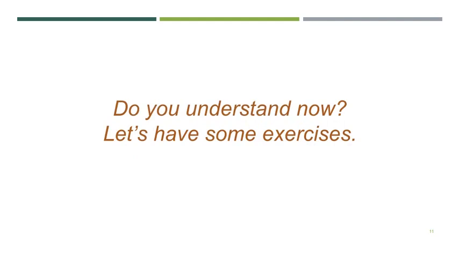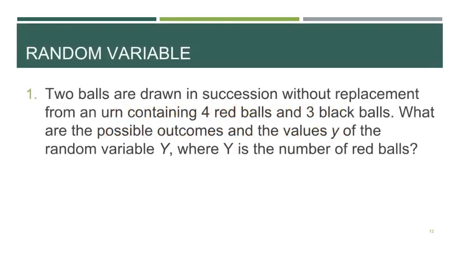Get ready. Two balls are drawn in succession without replacement from an urn containing 4 red balls and 3 black balls. What are the possible outcomes and the values y of the random variable Y, where Y is the number of red balls? Recall that we will use an uppercase letter to denote a random variable, and a lowercase letter to represent a particular value that the variable might assume. In this example, our random variable is uppercase Y. The particular or specific value for the random variable is lowercase y.